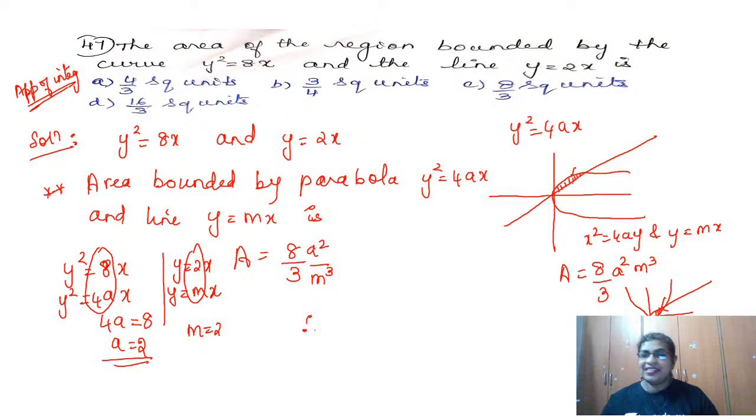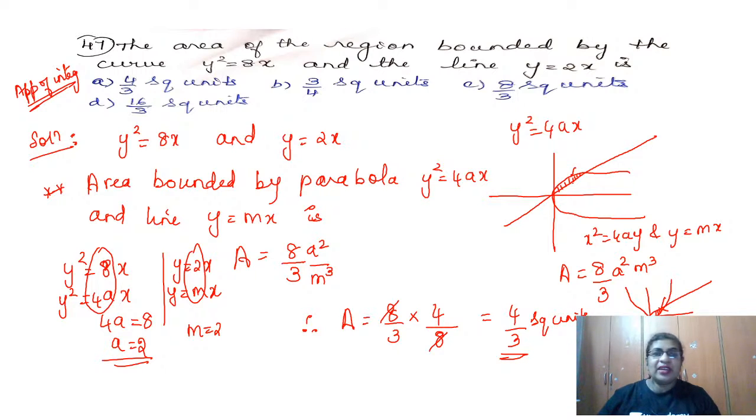Just substitute. Area is equal to 8 by 3 into a square, which is 4, by 2 cube. 2 into 2 into 2 is how much? 8. So this 8 and 8 get cancelled. You got the answer 4 by 3 square units, which is the A option. Wasn't that easy? With the trick, wasn't that easy?